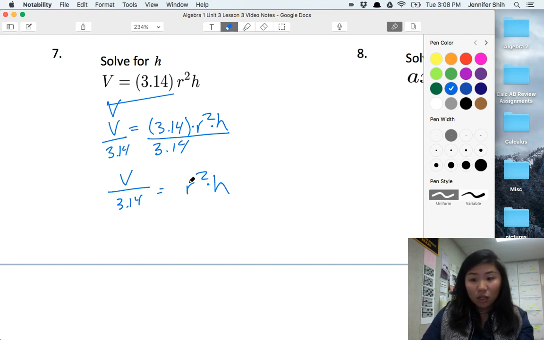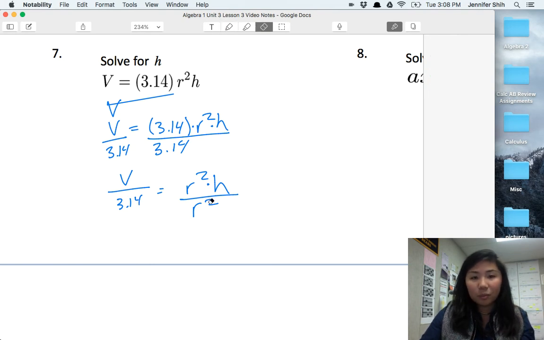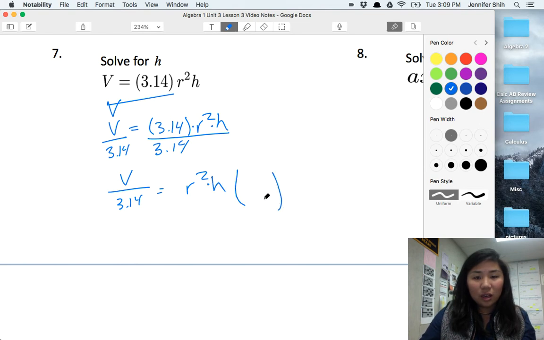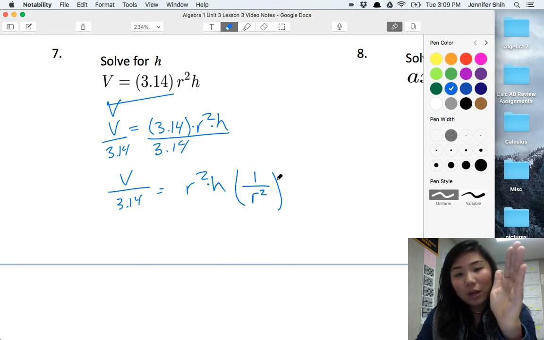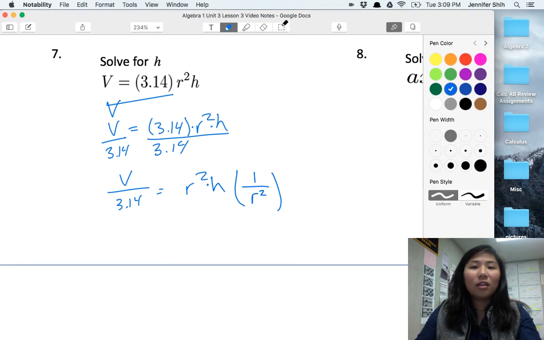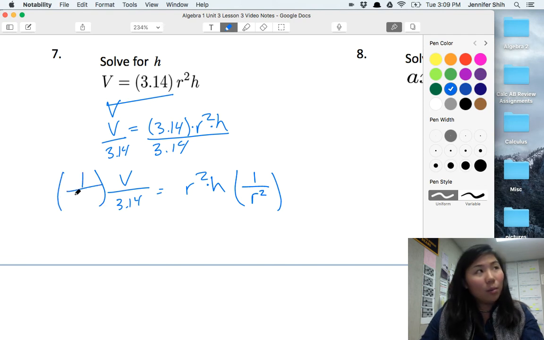So to undo this, instead of times r squared, we're going to divide by r squared. Oh no, there's already a divide over here. So what do we do? Another way to think of this is we're going to do 1 over r squared, because this is like dividing, except we're multiplying. So if we multiply by this value here, I need to also write the same thing on this side. That's my multiplication property of equality.